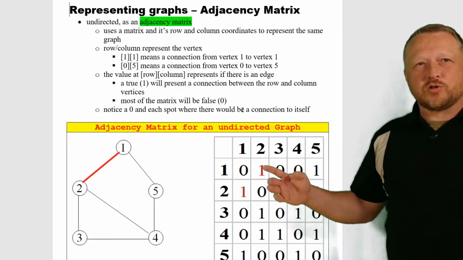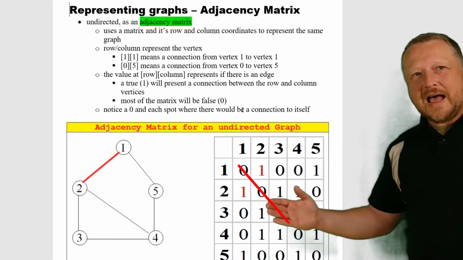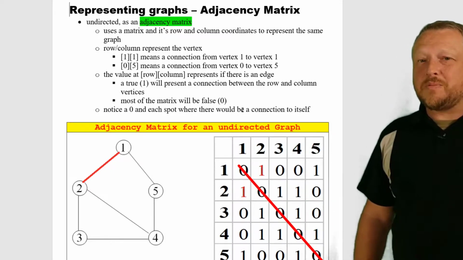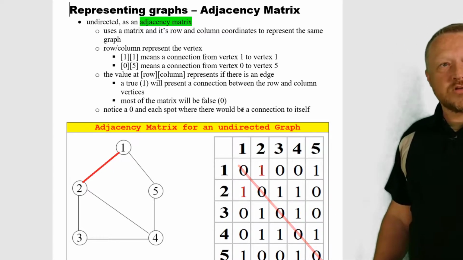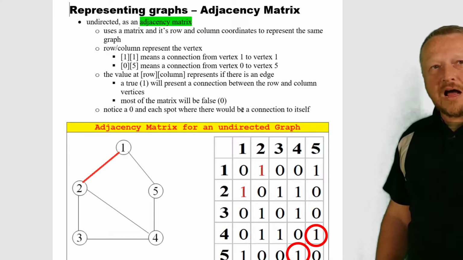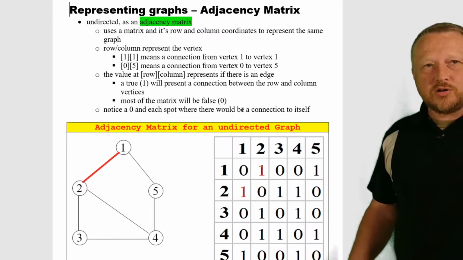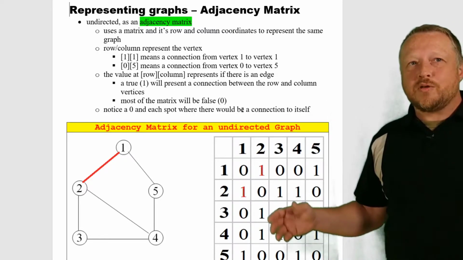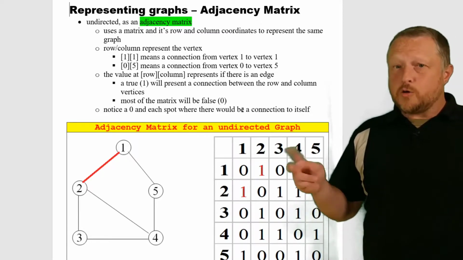That is true. So notice right along the diagonal there is going to be a mirrored effect for all of them. So look at 5 and 4. You'll notice that 5 is connected to 4 is true, and then 4 connected to 5 is true. So there's going to be a nice mirroring when there's an undirected graph because it goes both ways.